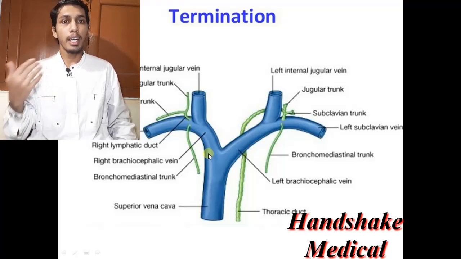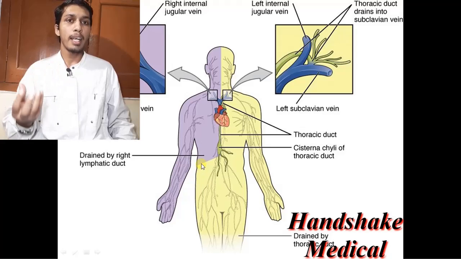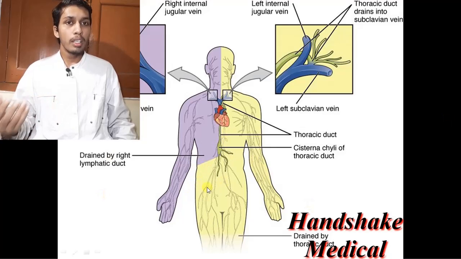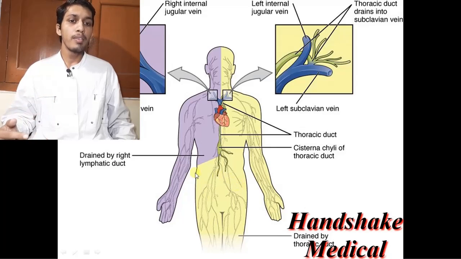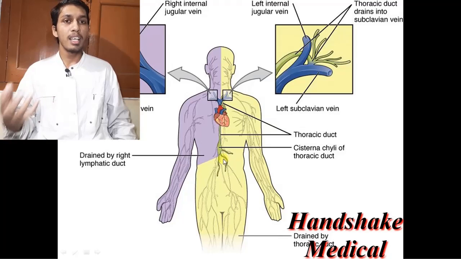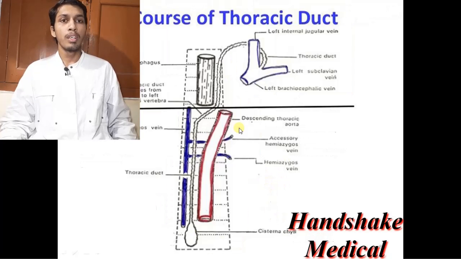Now look at the area of drainage. It drains lymph, or the chyle, the product of fat digestion, from both the halves lower to the diaphragm, meaning from the right lower and the left lower quadrant, from the upper abdomen and both the limbs, plus the lymph or chyle from the left upper quadrant, meaning from the left side of the head and neck, left thoracic wall, left chest wall, left side of the heart, and left upper limb.